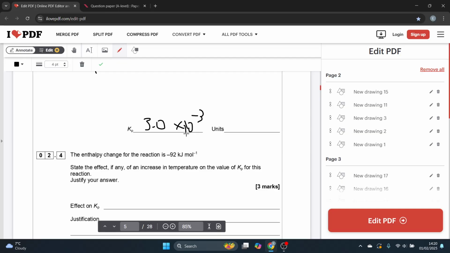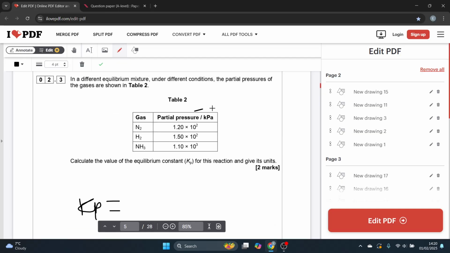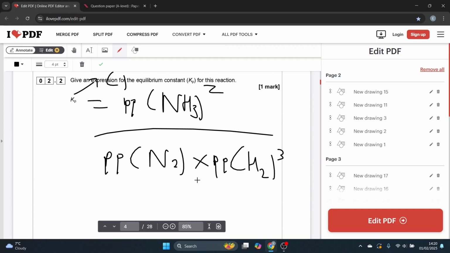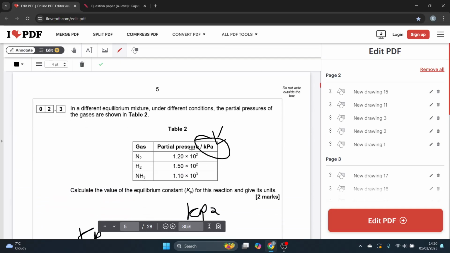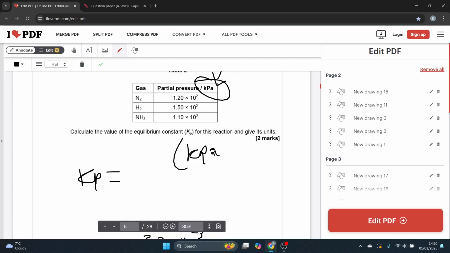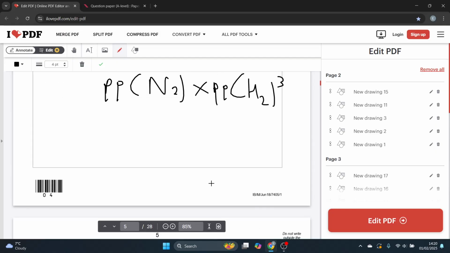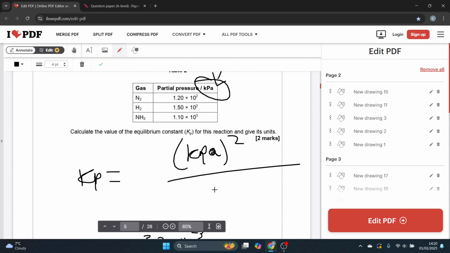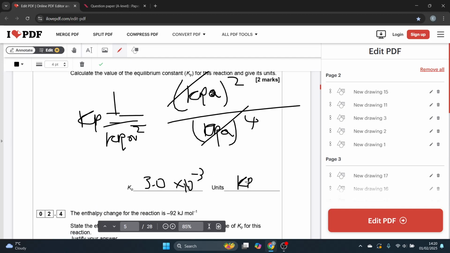Now the units. I know the partial pressure in this case is in kilopascals, so it's just going to be kilopascals squared divided by kilopascals times kilopascals cubed, which is kilopascals to the power 4. That cancels out, I've got 1 over kilopascals squared, that is kilopascals to the power minus 2.